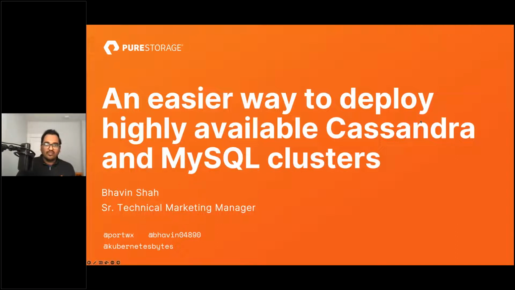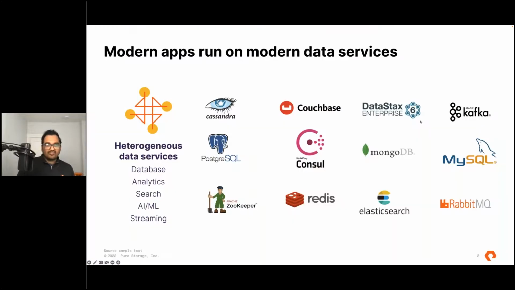Let's talk about how modern applications are being built and what are the different data services that they use today. If you're familiar with the application development lifecycle, the majority of modern applications are being built using containers and the concept of microservices. And since we all know that Kubernetes has become the de facto orchestration platform for any containerized applications, Kubernetes is what is used to run these applications in production.